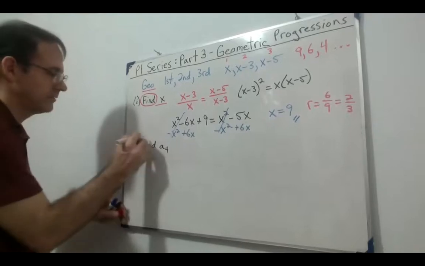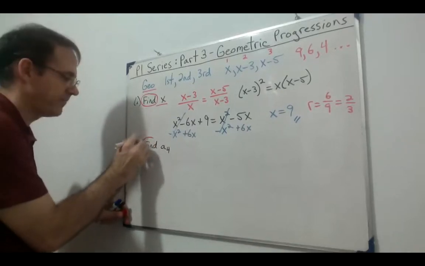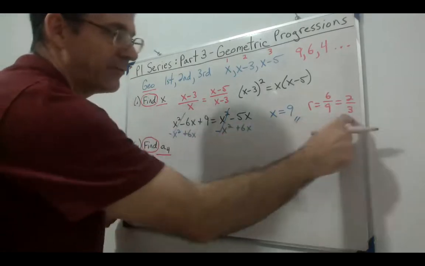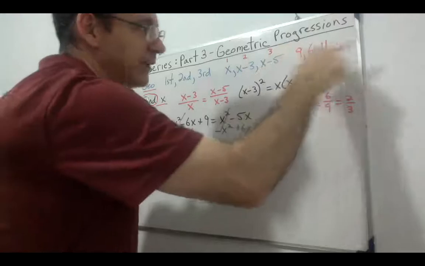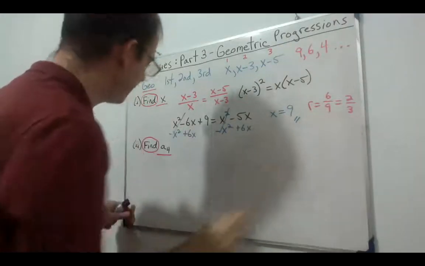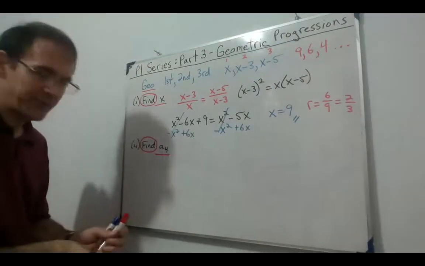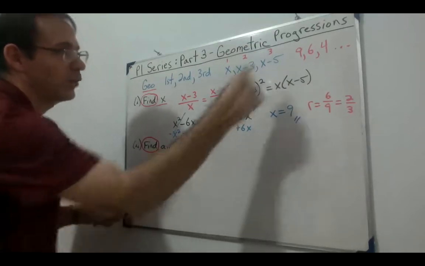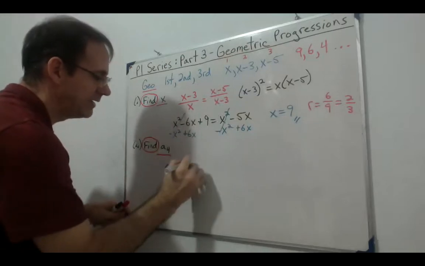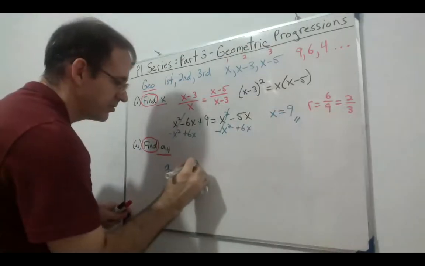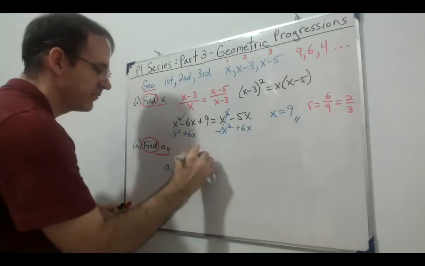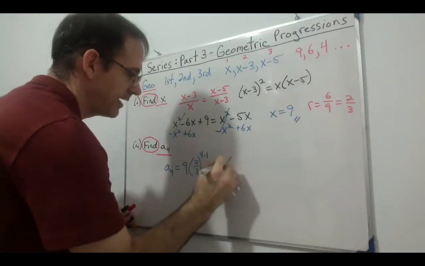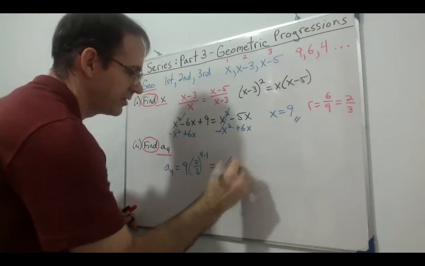So we circle our verb, find a to the fourth. We now have our r, because we found x, we can establish the progression and we can find the r. Now it's just a matter of following the formula. So a to the fourth equals a1, which now we know is 9, times r, which is 2/3, raised to the 4 minus 1 power, is 9 times 2/3 cubed.